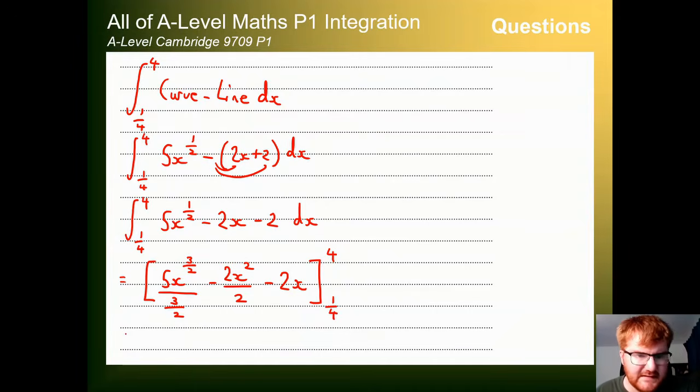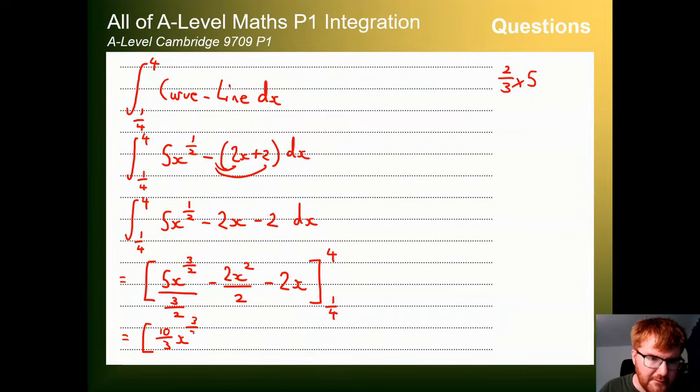Let's simplify this down slightly before we get started. So this is going to come to the top 2/3, and then if we have 2/3 times 5, that's going to be 10 over 3. So 10 over 3 x to the power of 3 over 2. This cancels here, which is nice. So that gives us minus x squared minus 2x, going between 4 and a quarter.